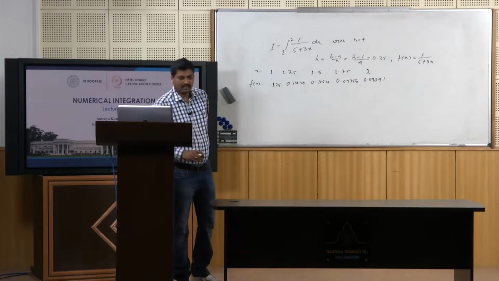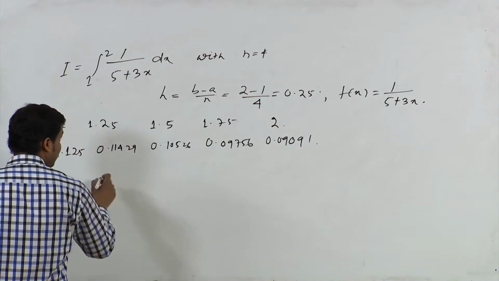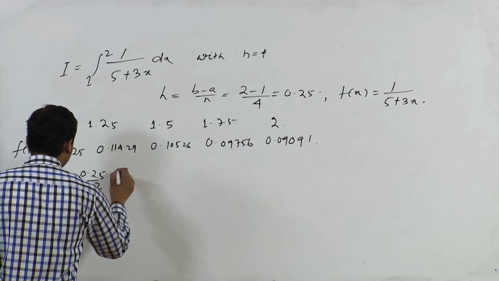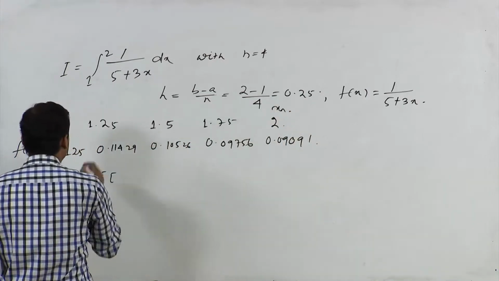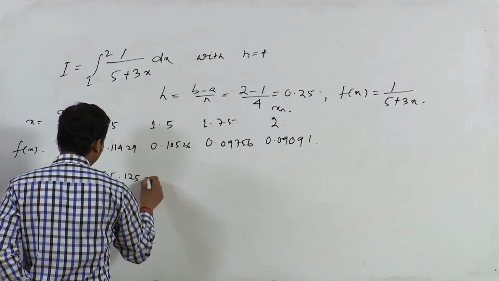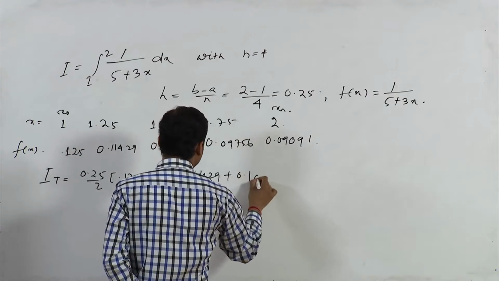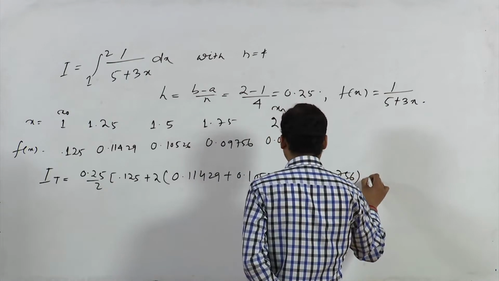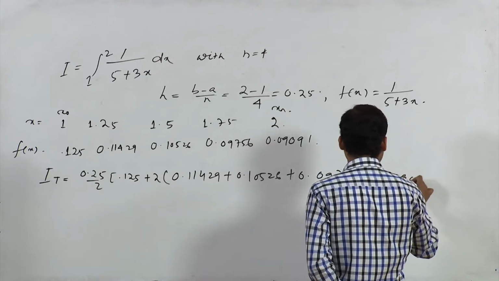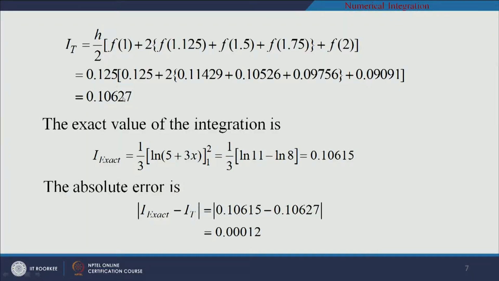Now we go for this integration. The trapezoidal integration I_T can be written as h by 2, so 0.25 by 2 times [f(x0) plus f(xn) plus 2 times the sum of the middle values]. Here f(x0) is 0.125 and f(x4) is 0.09091, plus 2 into (0.11429 plus 0.10526 plus 0.09756). This gives the value 0.10627.